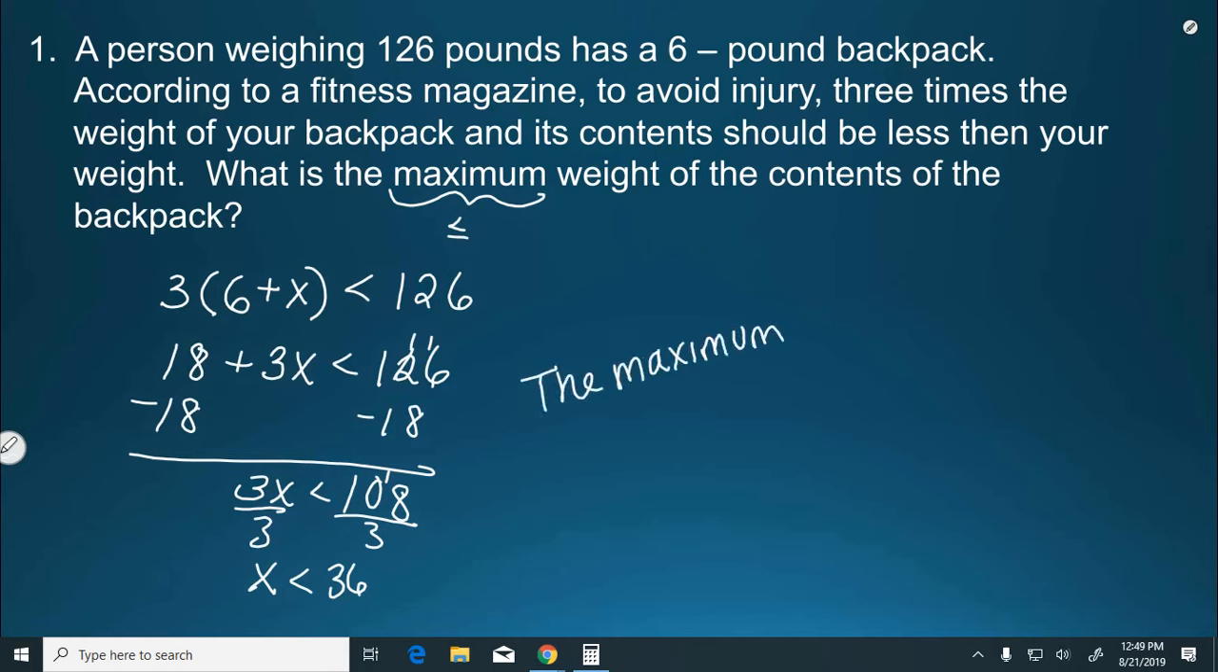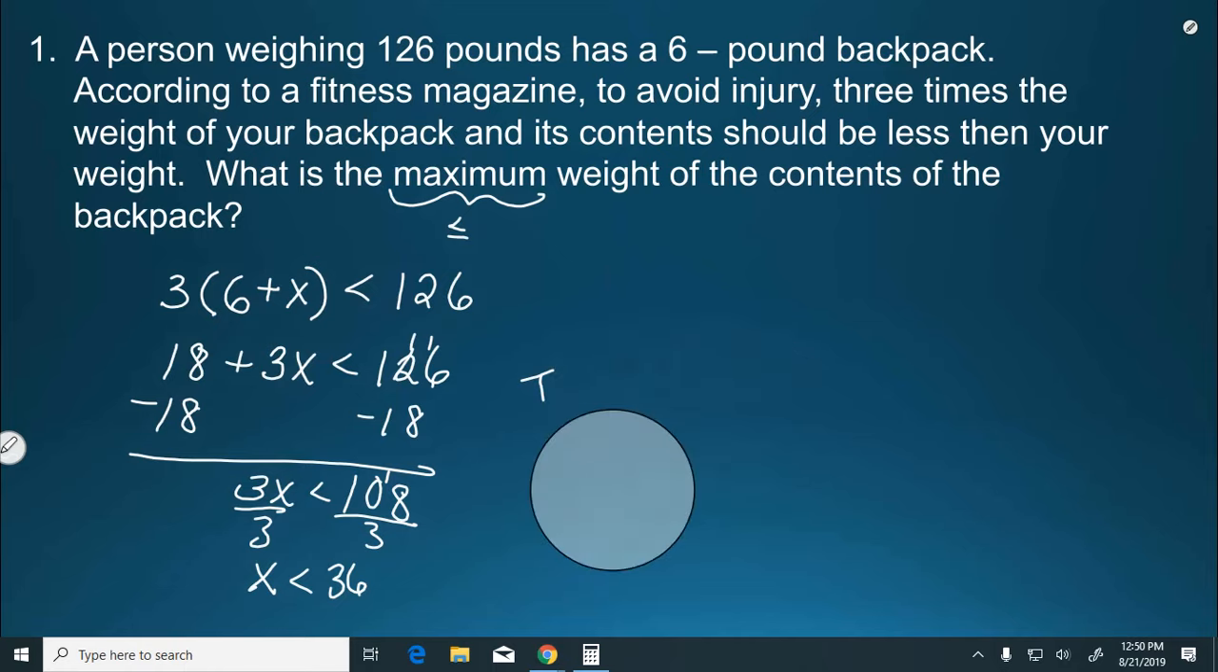Now, if we're expressing this in bracket notation, since it's less than 36, we would put bracket, negative infinity, comma, 36, parentheses, because 36 is not included in the solution set since it has to be less than 36 pounds. Now, it really wouldn't make sense for there to be a negative weight to the backpack, but if you're just answering the inequality, that's how the bracket would be set up. All right, let's take a look at another example.